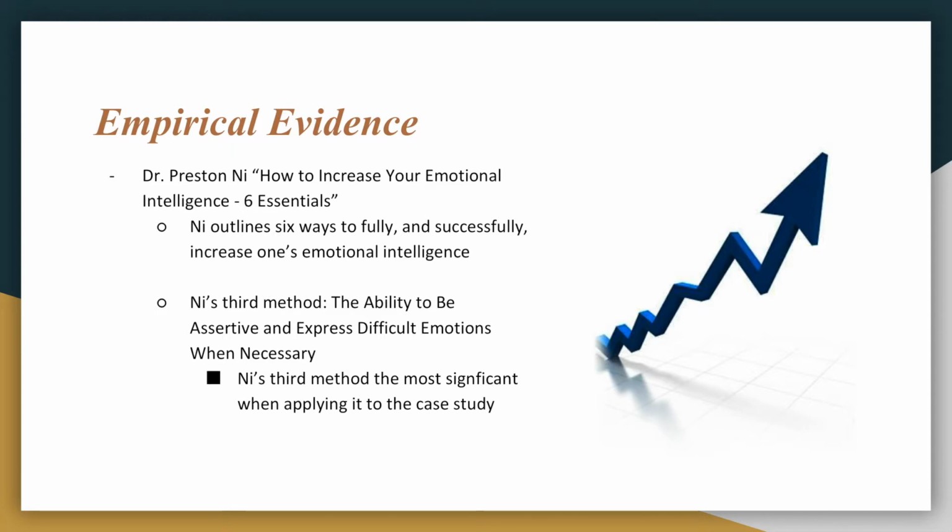Over the course of these 6 methods, Nee demonstrates how emotional intelligence can evolve and increase with our desire to learn and grow. While all of these methods are applicable when understanding emotional intelligence, we found the most significant of the 6 is the third method, the ability to be assertive and express difficult emotions when necessary. Being able to confidently and assertively express your emotions in a positive and productive way determines not only if the outcome is positive or negative, but also how, for example, in the workplace, your coworkers perceive you and interact with you in the future.